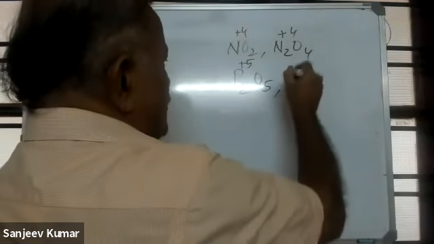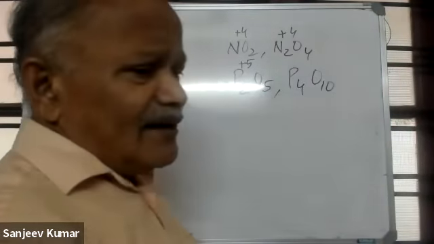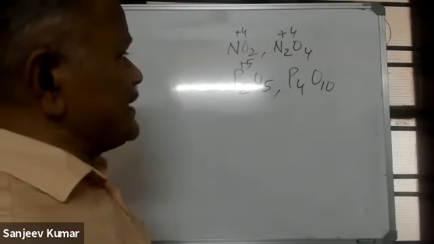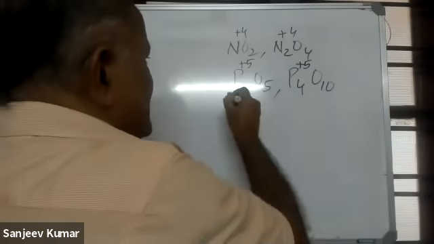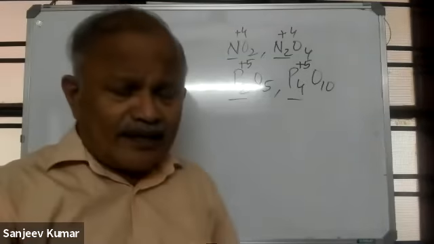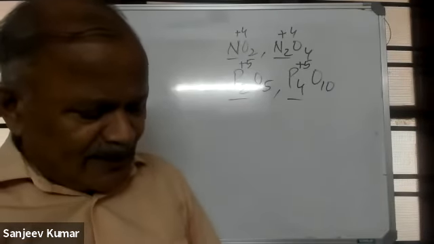In P4O10, oxygen is minus 2, so 10 into minus 2 is minus 20. The 4 phosphorus atoms are plus 20. Therefore, phosphorus is in the plus 5 oxidation state. There is no change in the oxidation number for P2O5 and P4O10.